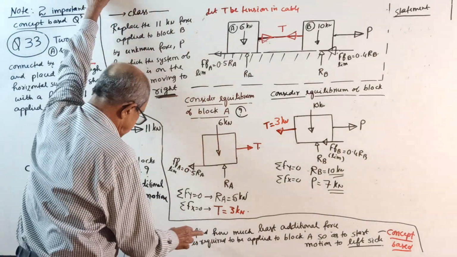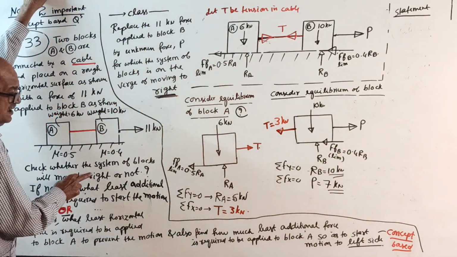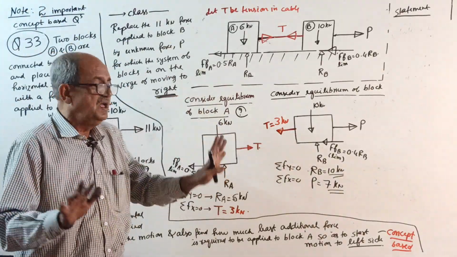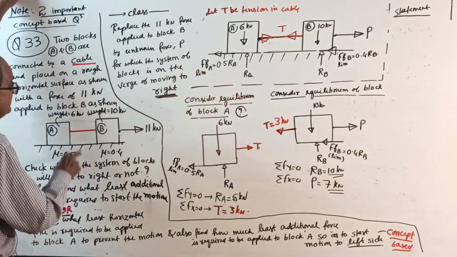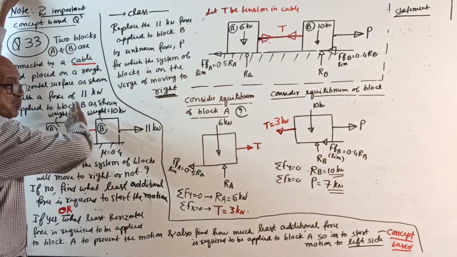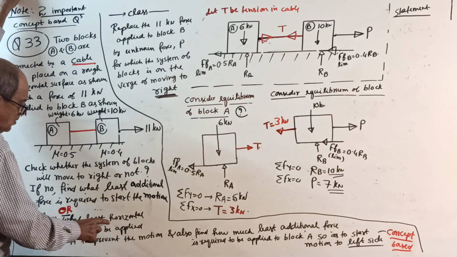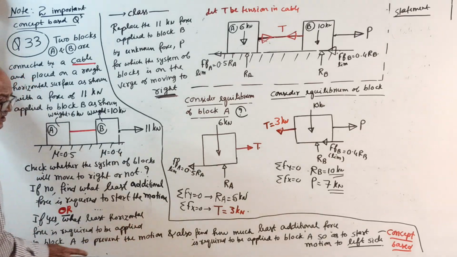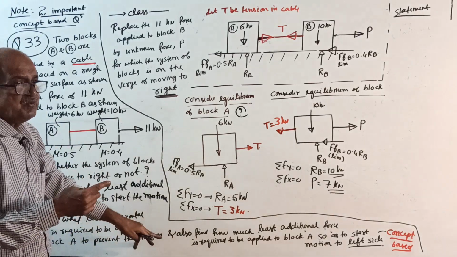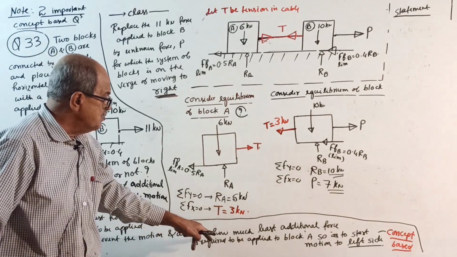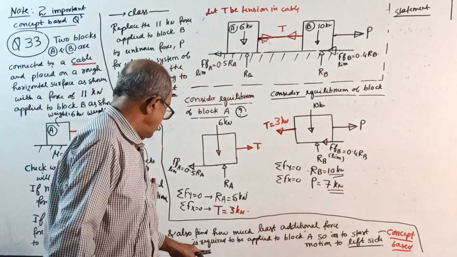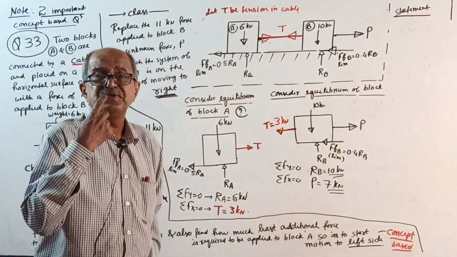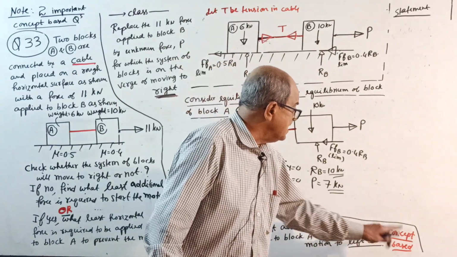And also find, if no, means over. If no, means find additional force. Question is over. But if the answer is yes, means if this 11 kilonewton moves to right side, find what least horizontal force is required to prevent the motion. One answer. Then again they want to find how much least additional force is required to be applied to block A so as to start the motion to left side. Here the concept will come.